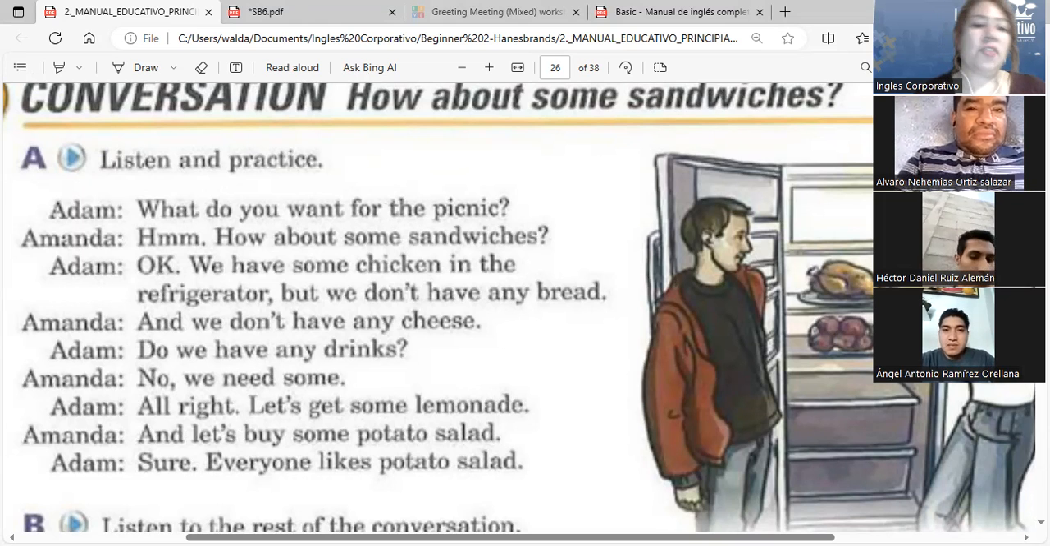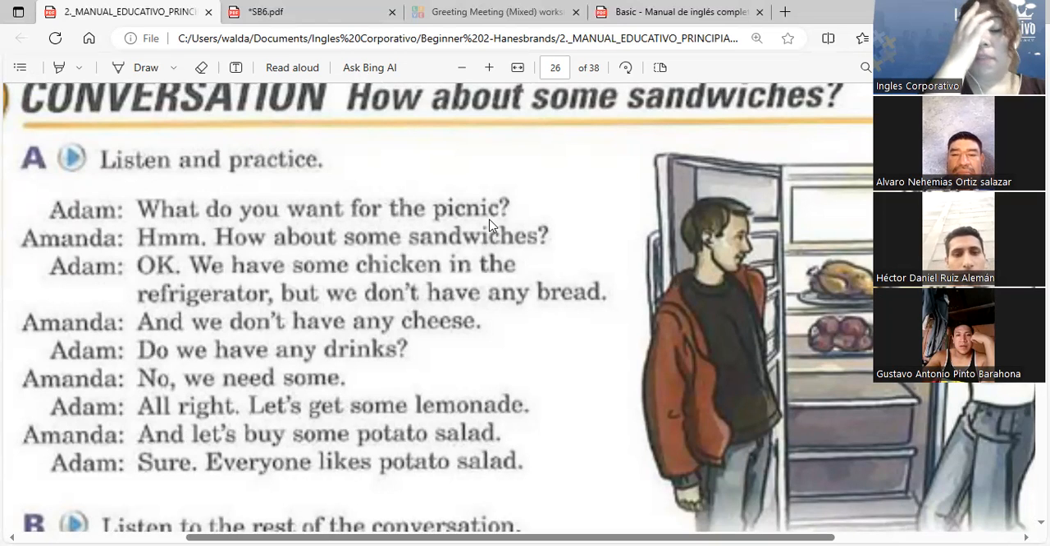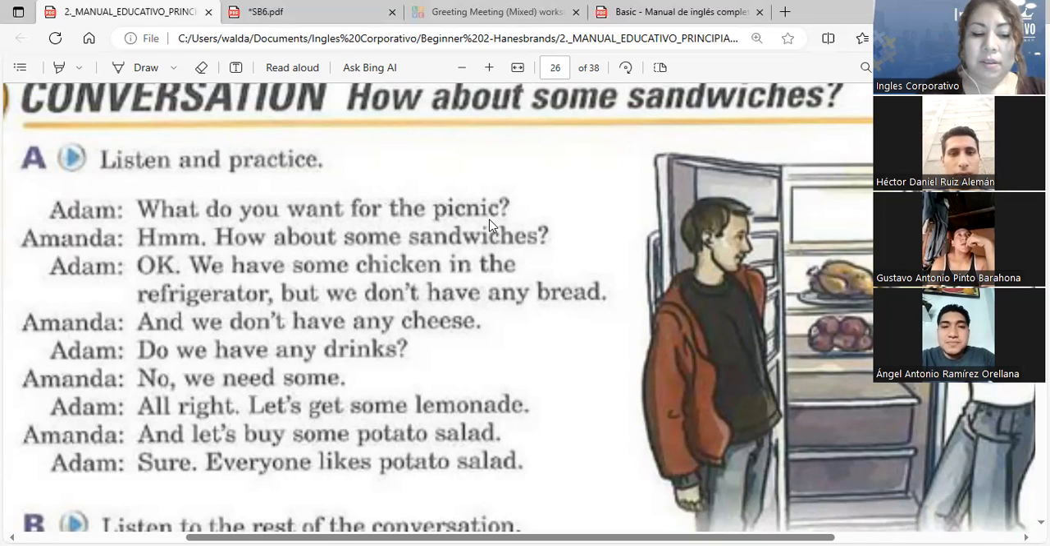So we have a conversation here between Amanda and Adam. They want to make something for the picnic. So let's find out what they're going to make. What do you want for the picnic? Repeat, what do you want for the picnic? Good. How about some sandwiches?